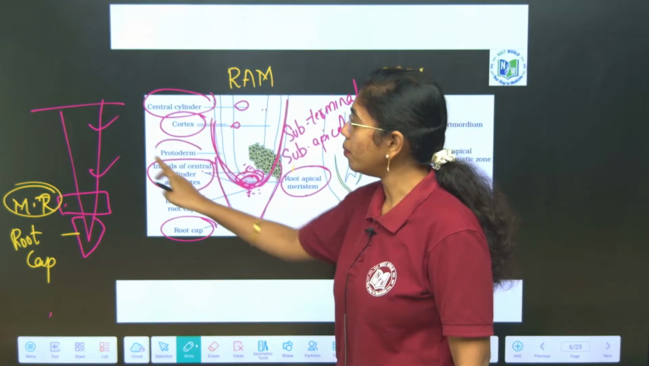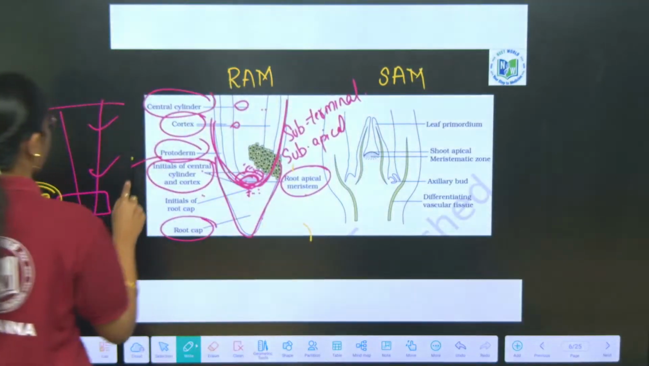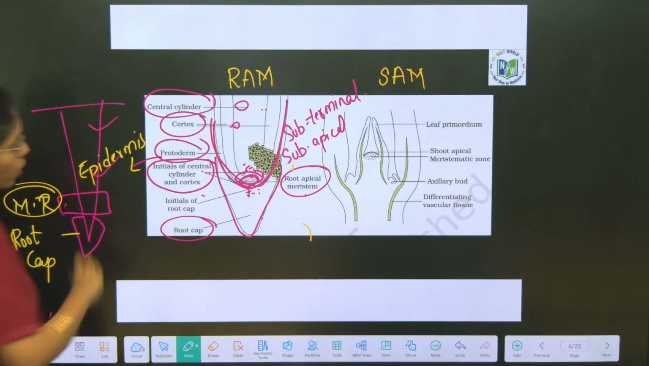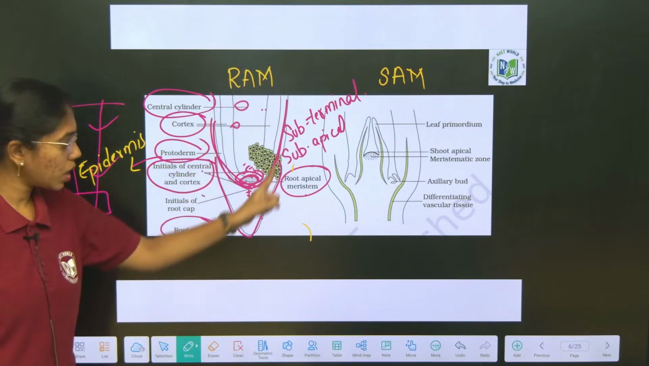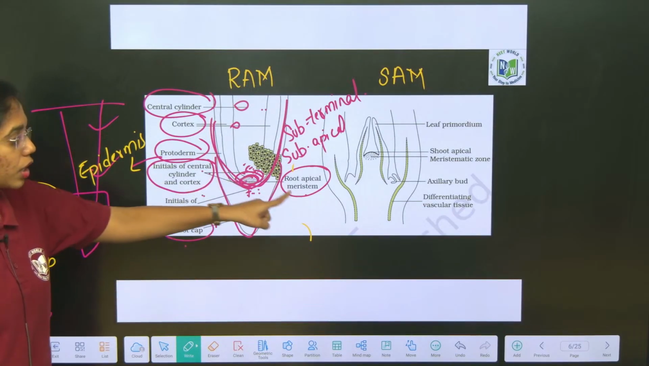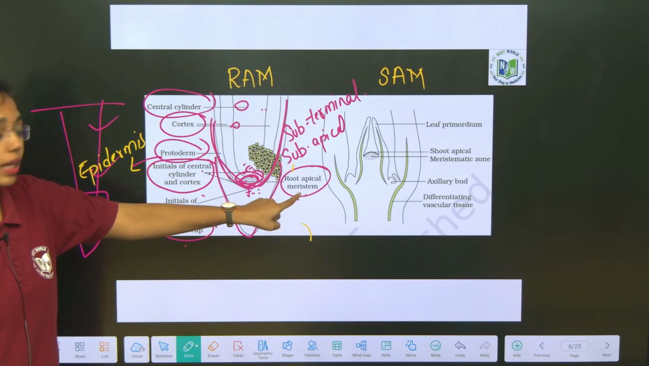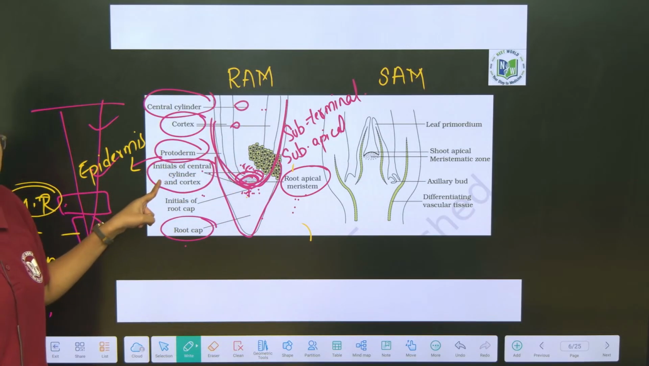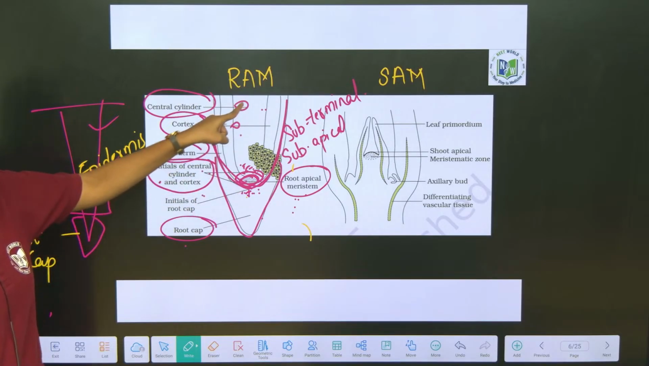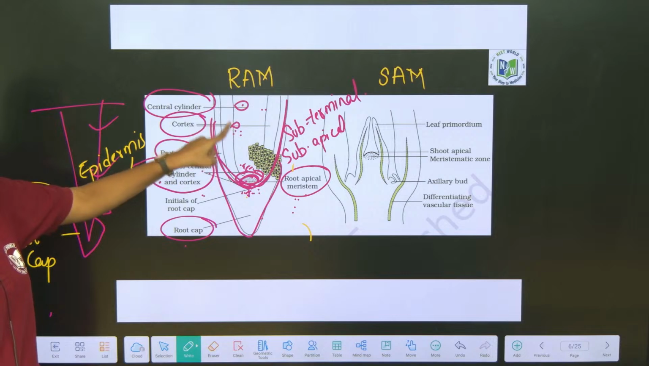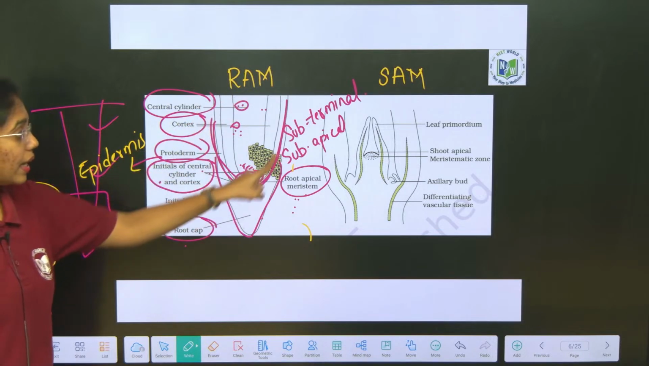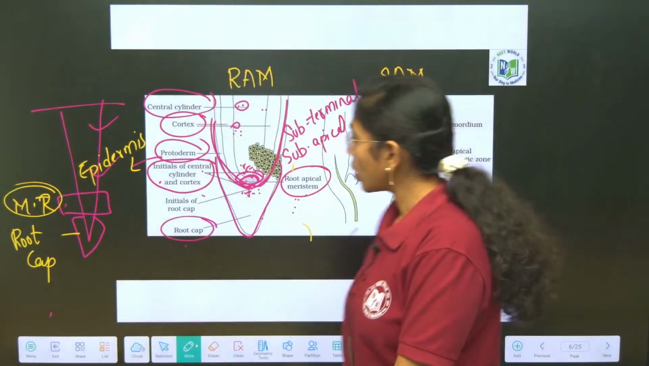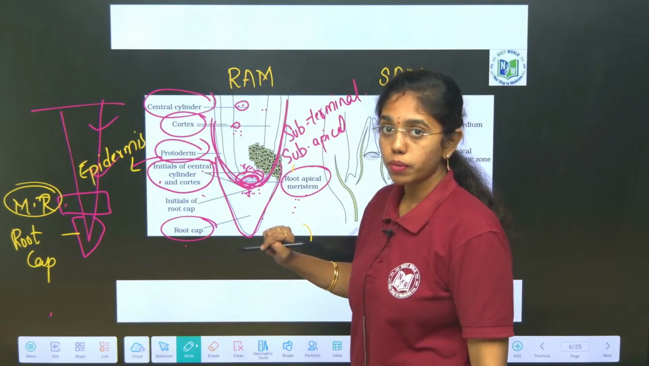Okay. Now the outer layer is called as what? Outer layer is protoderm, which will later mature into what? Epidermis. This will later mature into epidermis. Okay. Once a quick recap on this, at the apex region you have root cap, subapical region or subterminal region you have root apical meristem. Close to the root apical meristem you have initials of central cylinder and cortex. At the region of maturation you have cortex and central cylinder. The outer layer here is called as protoderm. Protoderm will be matured to epidermis. Clear, right? Clear with the root apical meristem diagram.